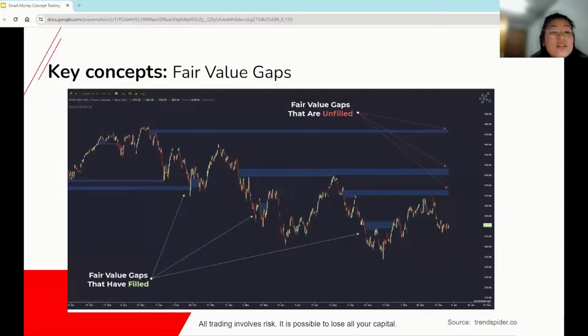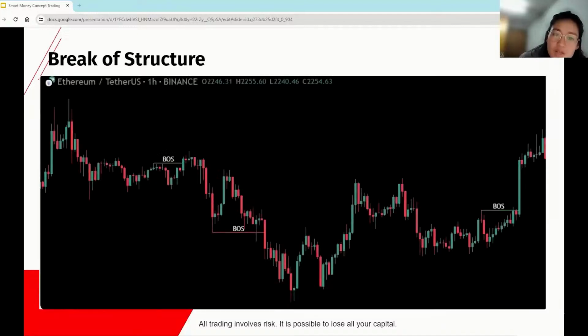Okay, so those are the key concepts for our ICT. If we go back to our SMC trading strategy, it's pretty similar in terms of the concepts. I think they pretty much just use different names. So here, introducing break of structure. This happens when the price moves past a significant level on the chart. So it breaks through a previous high or previous low.